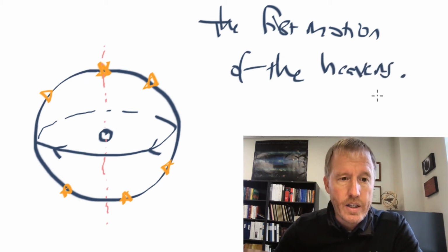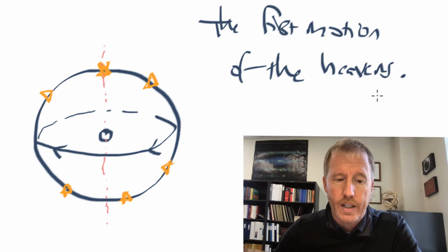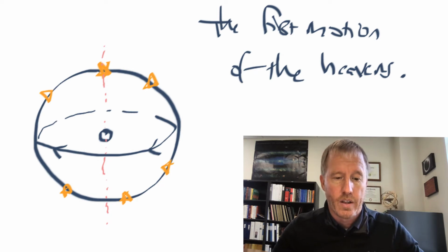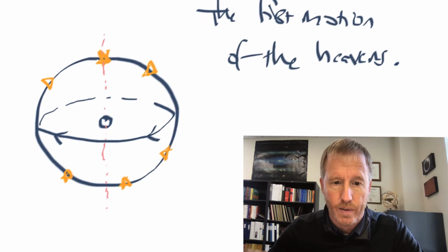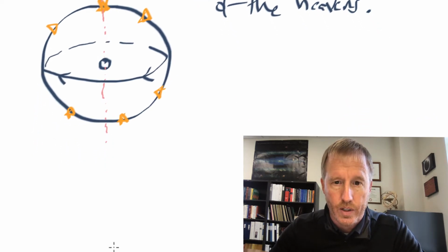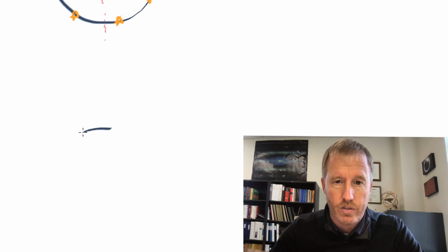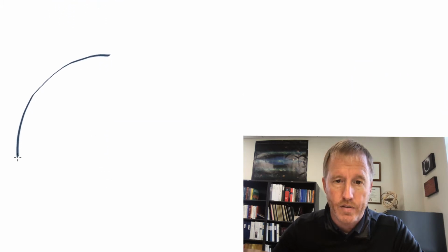Okay, and then he goes on to talk about the second motion of the heavens. That is from west to east. So I'm going to need to draw a somewhat larger diagram here to incorporate the kinds of things that he discusses on the bottom of page 51.